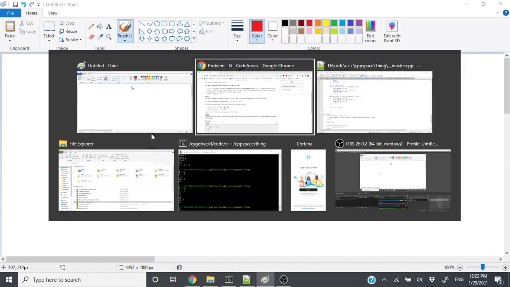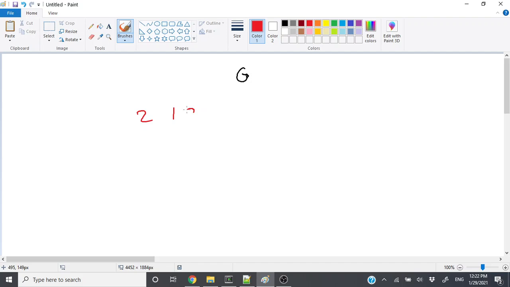We want an array of frequencies for each element. So for example, say we have the array 2, 1, 2, 2, 3, 2, 1. Then we say that 1 has 2 occurrences, 2 has four occurrences. And actually, I'll stick a four here too. Three has one occurrence, and four has one occurrence.